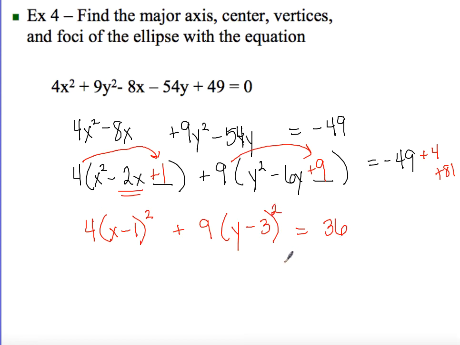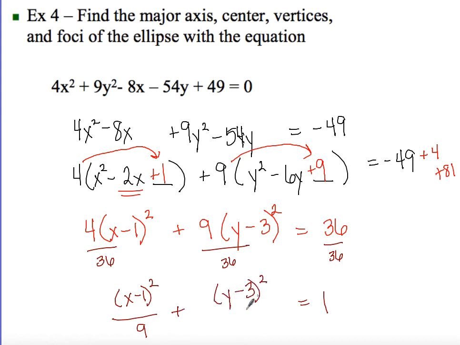Okay, almost there for writing our standard form of this ellipse. We know that the final version needs to be set equal to 1, so in order to accomplish that, we need to divide everything by 36. So dividing every single term by 36 here, that's going to give you a 1 on the right hand side. Now these fractions look like I'm going to have x minus 1 squared over 9 plus y minus 3 squared over 4 equals 1. So now that's in a standard form where I could more easily pick out the major axis, the center, the vertices, and the foci of the ellipse in that equation.